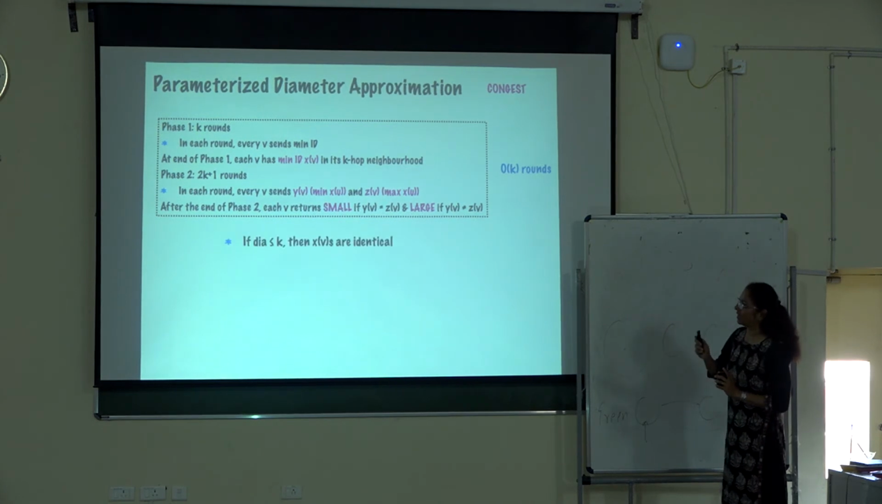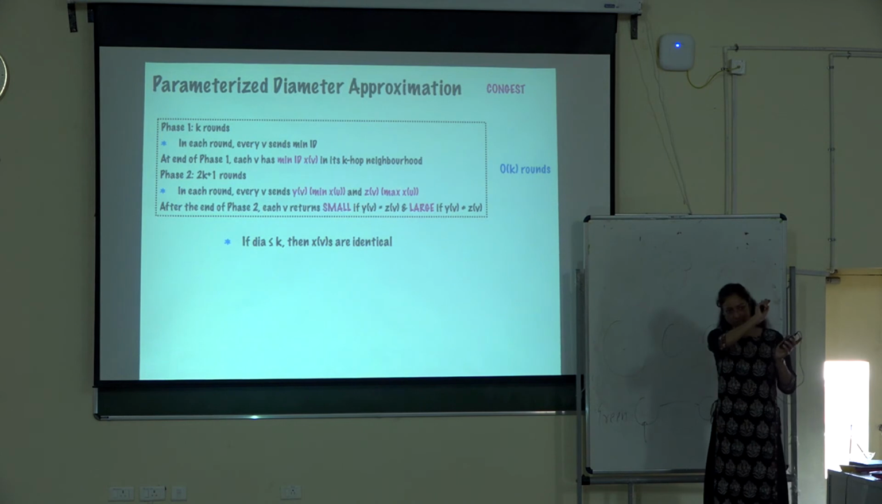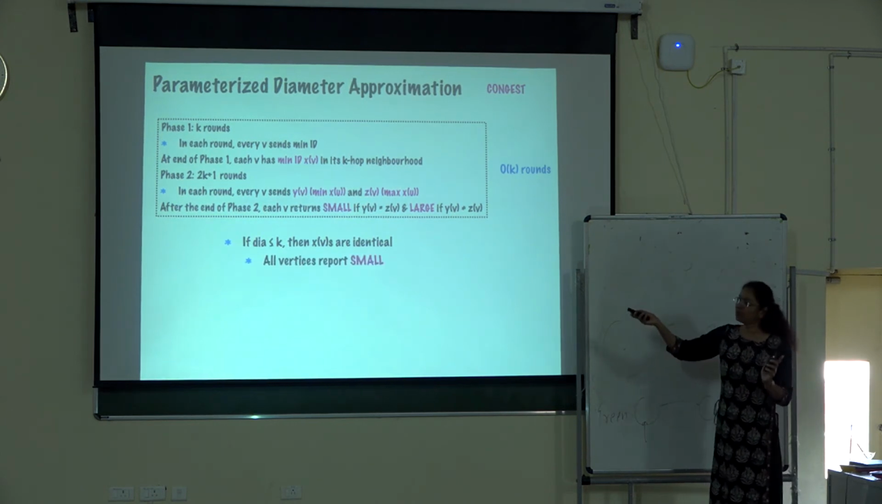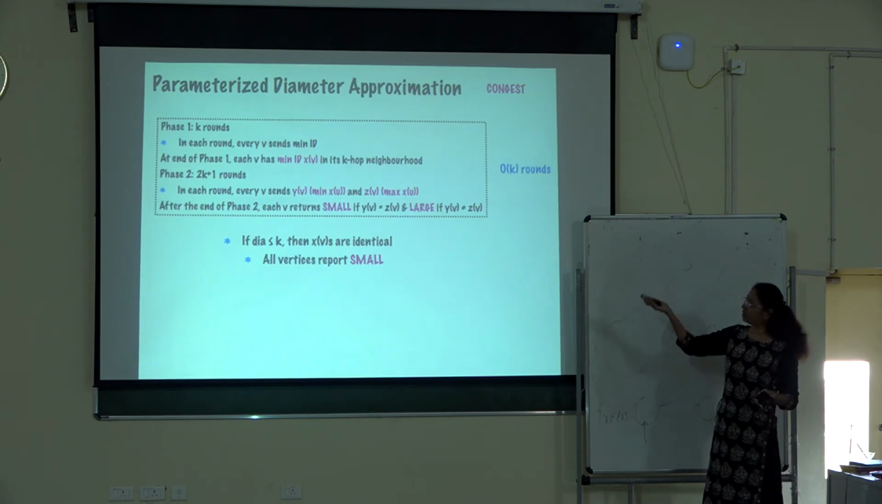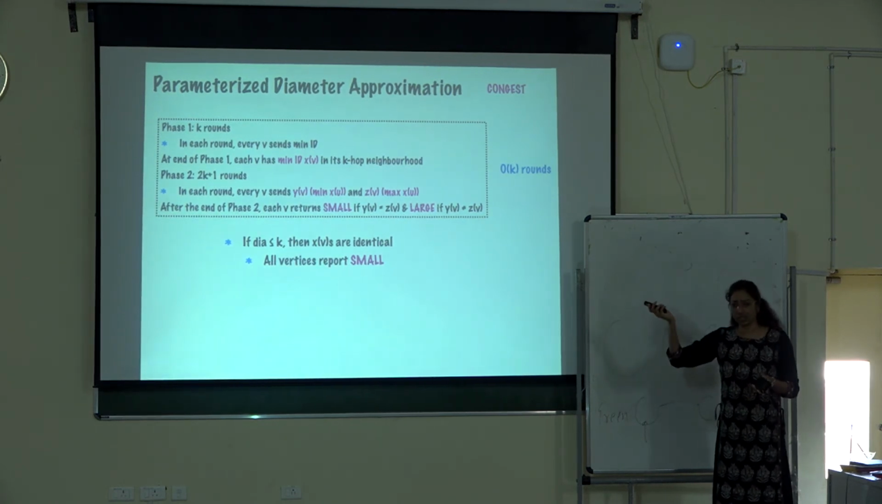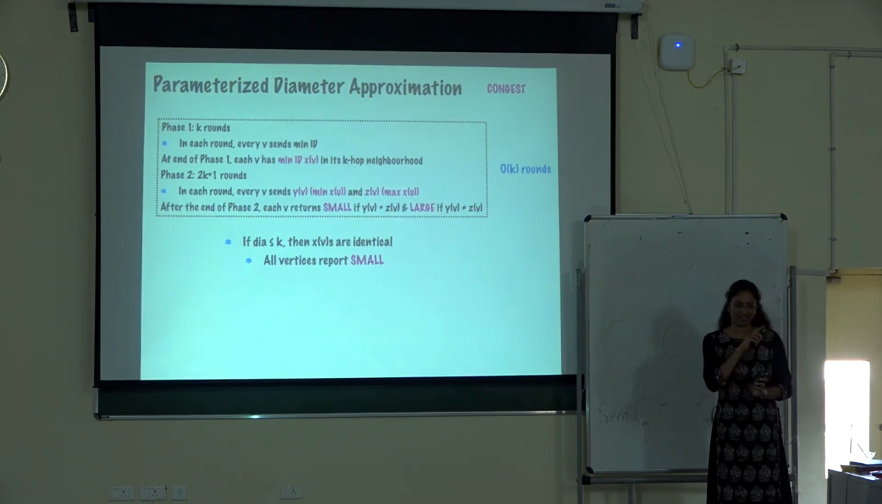Now, if the diameter is at most k, then the xv's are identical. If you consider that the xv's are identical, whatever yv's and zv's you send, they are all going to be the same. So even at the end of 2k plus 1 plus k rounds, you will still have the same xv.